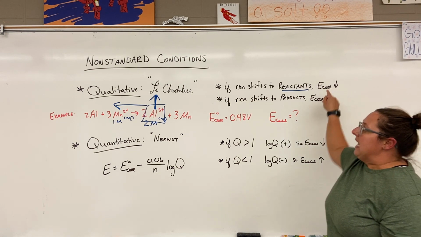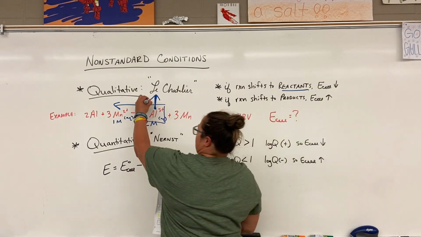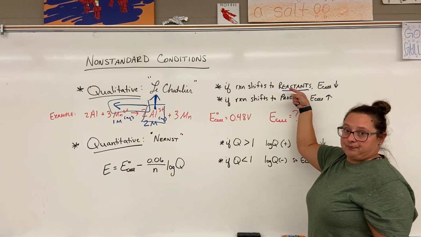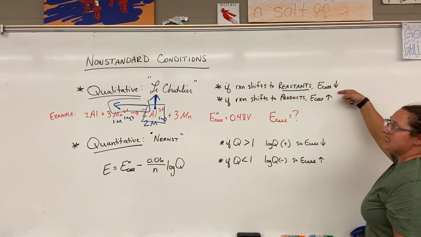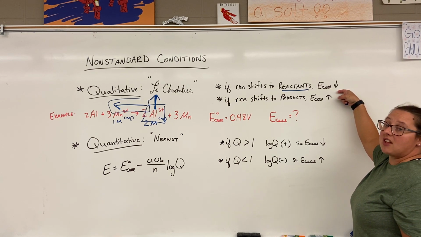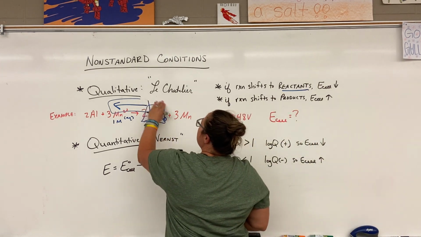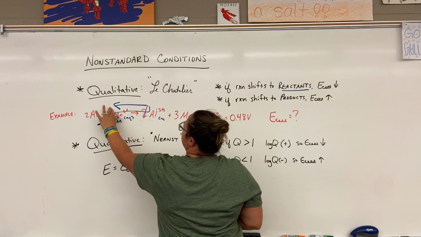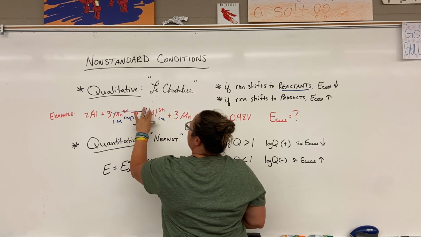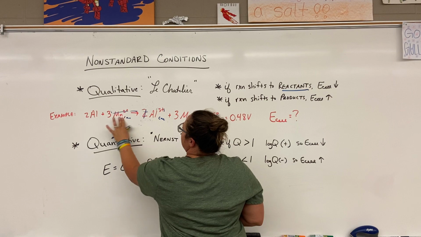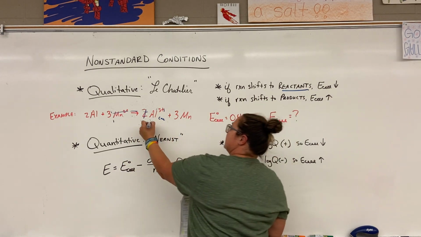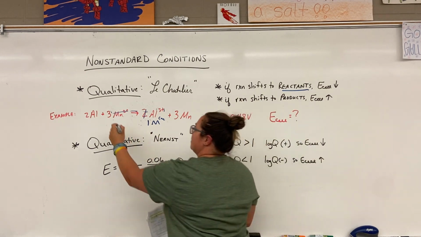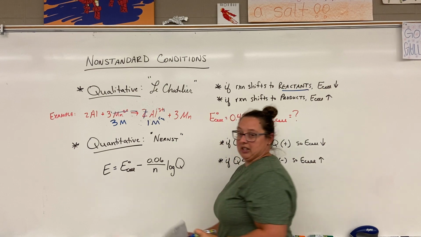So the rule is, if your shift, this is my shift here, goes in the reactant's direction, then that means that my Ecell will decrease. So let's give another scenario here. Let's say in this case, we are not going to change my aluminum, but we're instead going to change my manganese. So aluminum is going to stay 1 molar, and my manganese is going to increase to 3 molar.